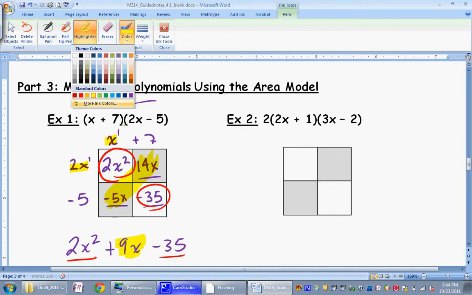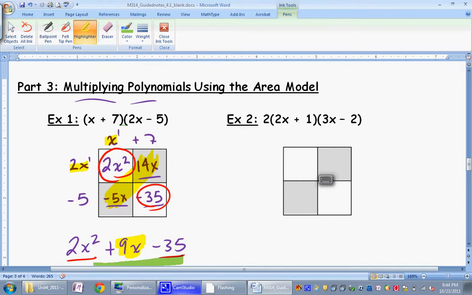That's my final answer. I multiplied together x plus 7 and 2x minus 5. We could try the next one, but in order to use this kind of box or this area model to make it work, I need to distribute the 2. And this 2 only gets distributed to one of the sets of parentheses, not both.